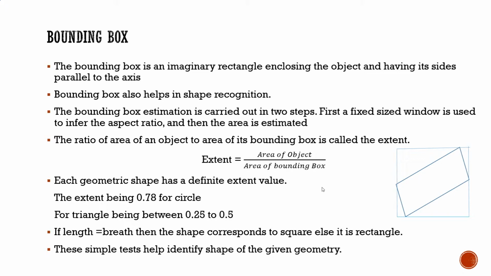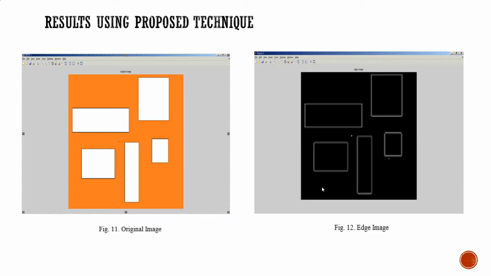Each geometric shape has a definite extent value, such as for a circle it's 0.78 and for a triangle it's between 0.25 and 0.5. If the length and breadth are equal, then we infer that it is a square. These simple tests help identify the shape of the given geometry. So now, coming to the results using the proposed MATLAB code.